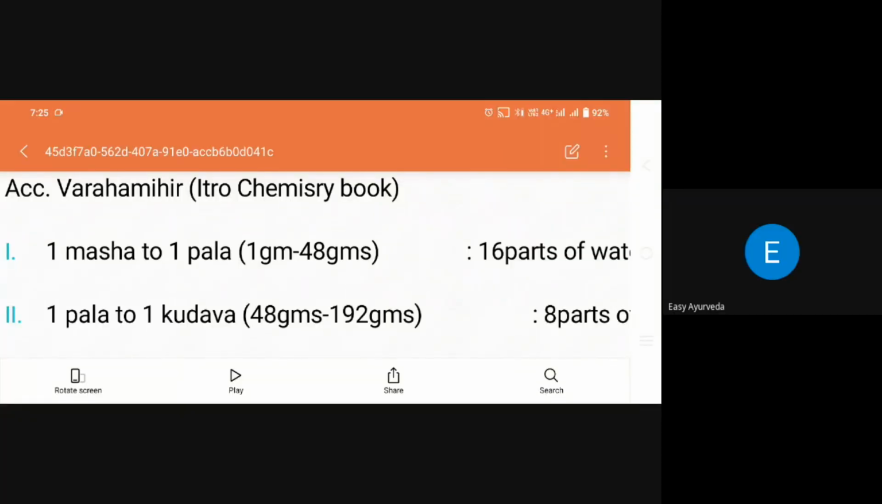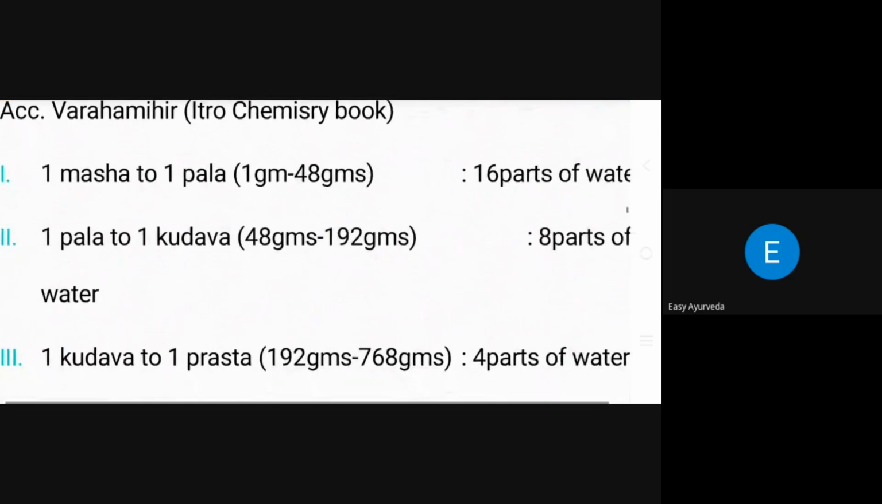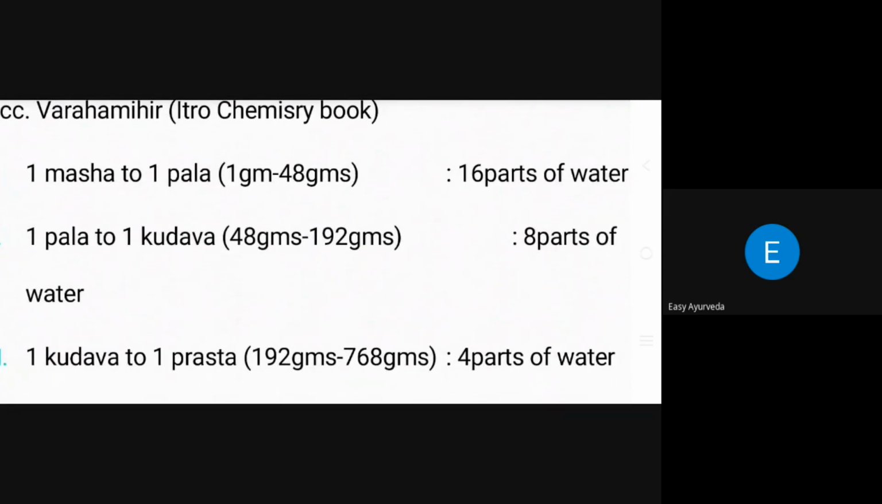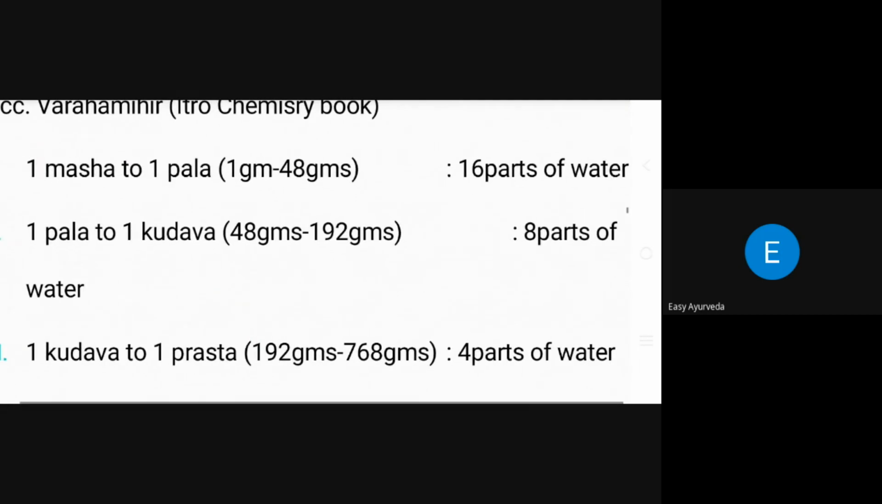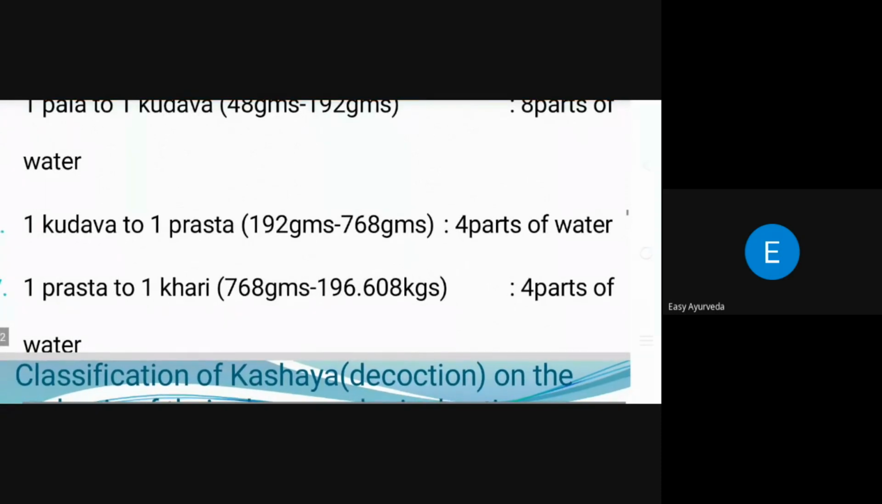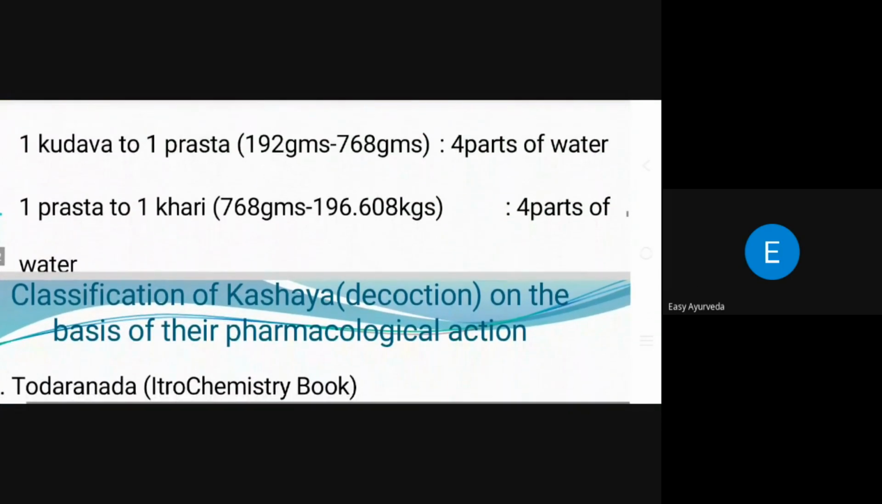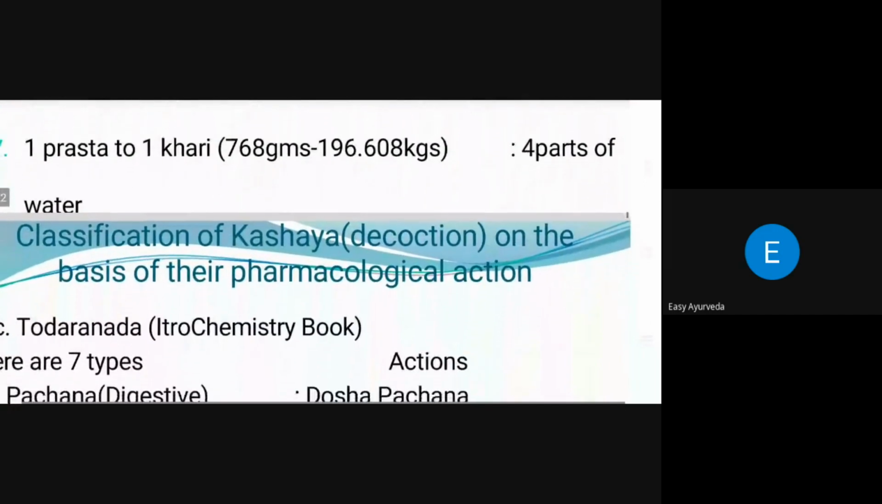From 1 masha to 1 pala, that is from 1 gram to 48 grams of medication, the water part to be used is 16 parts. From 1 pala to 1 kudava, that is 48 grams to 192 grams, we use 8 parts of water. Next, 1 kudava to 1 prastha, that is 192 grams to 768 grams, 4 parts of water. And after that, 1 prastha to 1 khari, that is 768 grams up to 196.608 kilograms, the approximate weight of 1 khari, up to that we use only 4 parts. This is the water proportion on the basis of the quantity of the drugs.